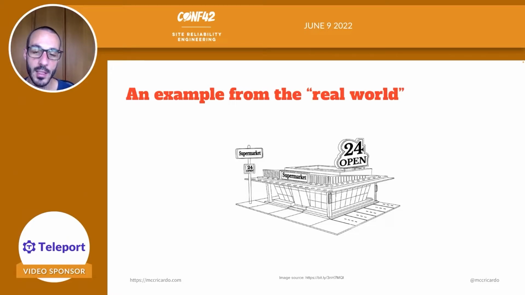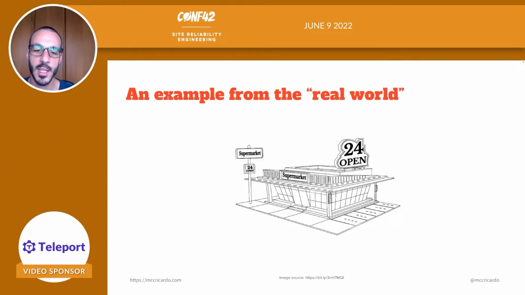What happens in reality is that there are many, many things that happen underneath the covers that make it possible for me to do this transaction. So for me as a user, I just want to go in, select the things that I want, I pay and I get out. But that means that there is a cashier to register everything and receive payment.